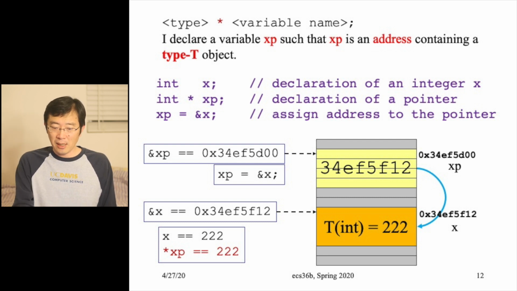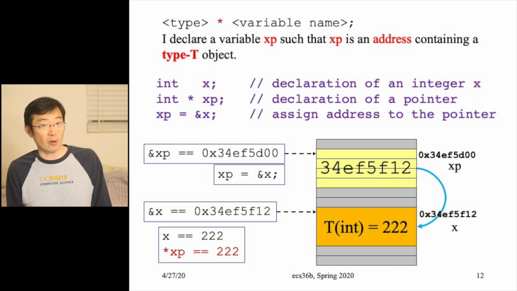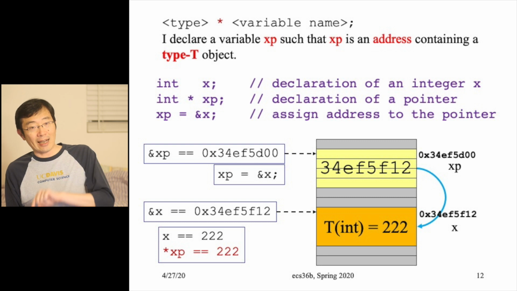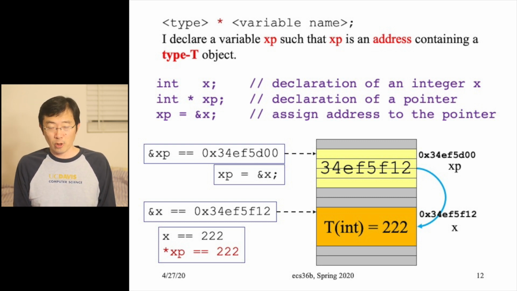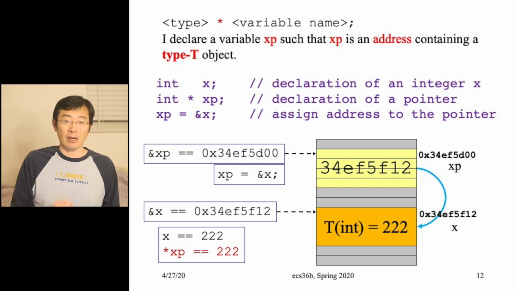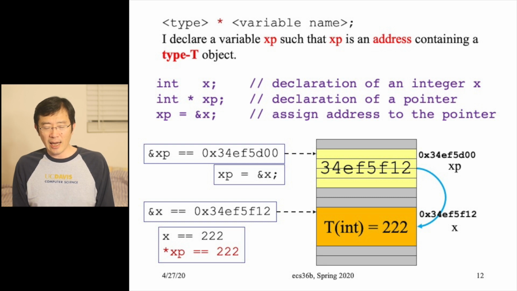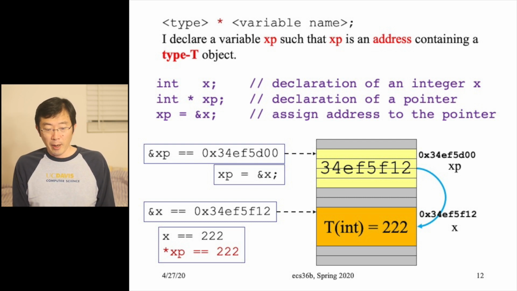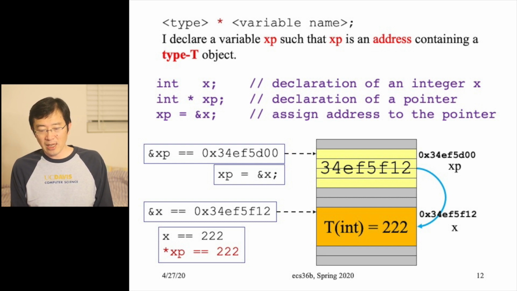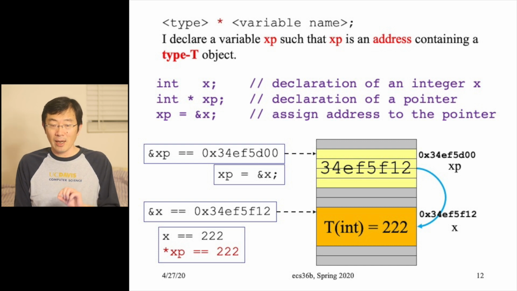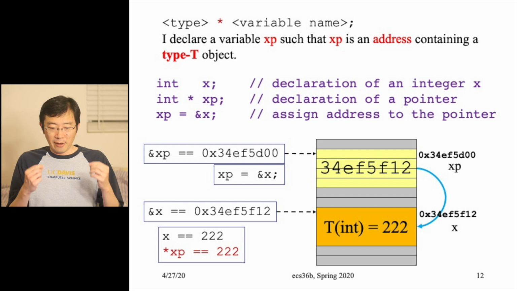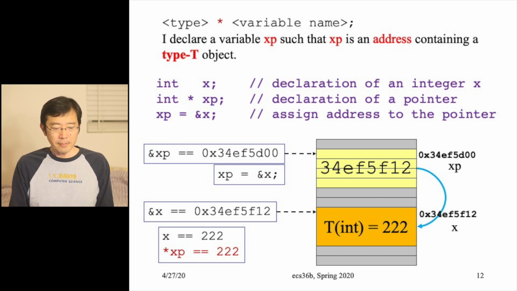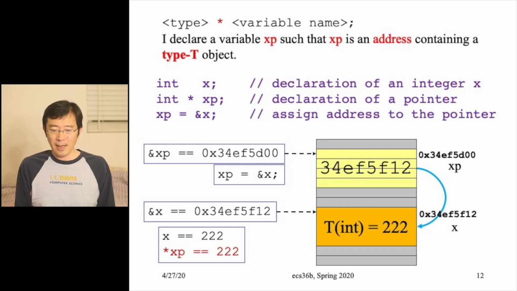Where's &XP? &XP is 0x34EF5D00, because & means address, and that is the address of XP itself, the number I just read to you. And what's XP? XP is the content of that address, so the content of XP is 34EF5F12. And what is x? x is 222. That's a value. And what is &x? &x is 0x34EF5F12, which means that &x is equal to the content of XP, which is exactly the result of the assignment we just showed you. So hopefully this concludes everything about the representation of pointer and address, and how you hook them together like this.